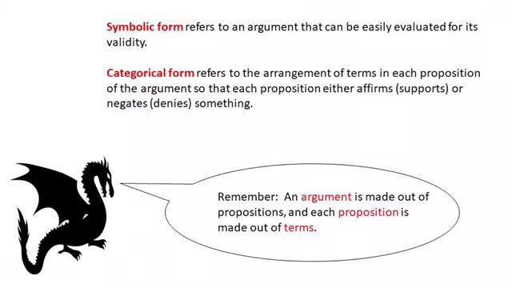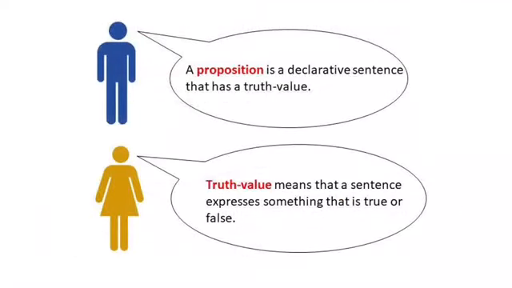And in case you've forgotten what all that means, our little logic dragon over here says, remember, an argument is made out of propositions, and each proposition is made out of terms. Now you may be wondering exactly what is a proposition. Well, as the little fellow in blue says, a proposition is a declarative sentence that has a truth value. And it's key that you get both parts of that. A declarative sentence, that's one part, that has a truth value, that's the second part. Those two together make up a proposition.